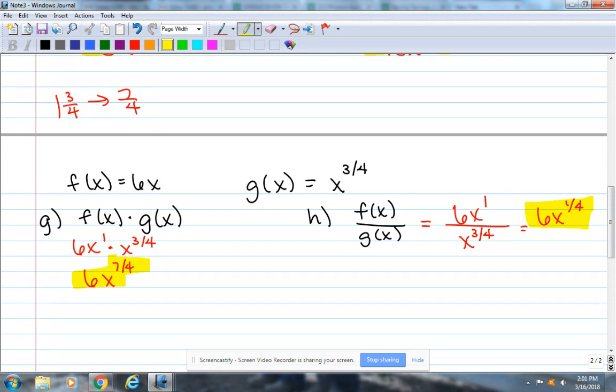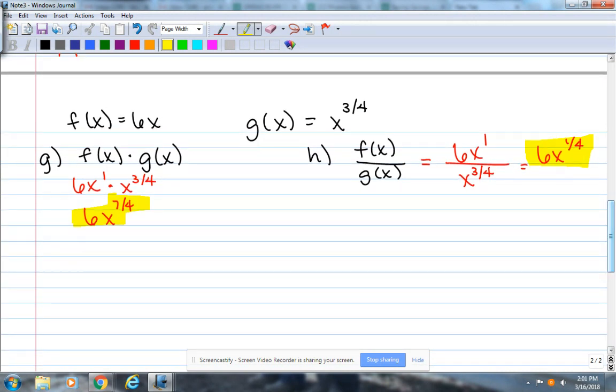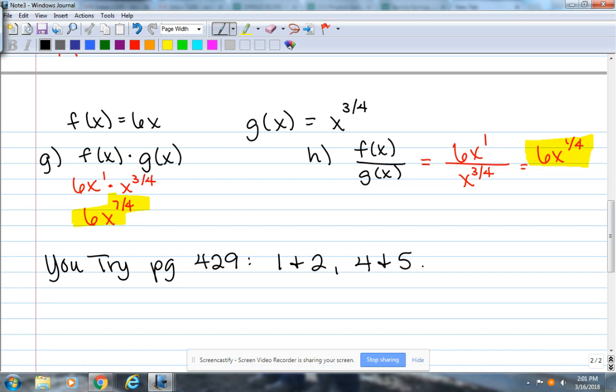I think I do want you to try a few of these real quick. And they're in the book, so you'll need to open your book. Page 429. I want you to do 1 and 2 and 4 and 5. Do 1 and 2 and then 4 and 5.